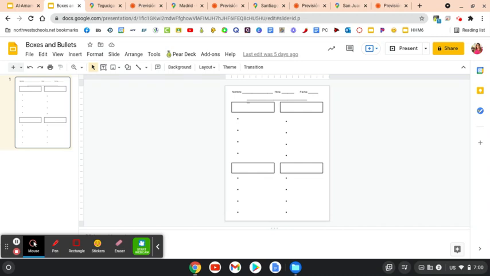Hola clase. Hi everybody. What you should have is this boxes and bullets worksheet. This is a graphic organizer that you're going to be using today for your lesson. I know that you guys have probably done one of these before. We're going to be using it in a little bit of a different way.